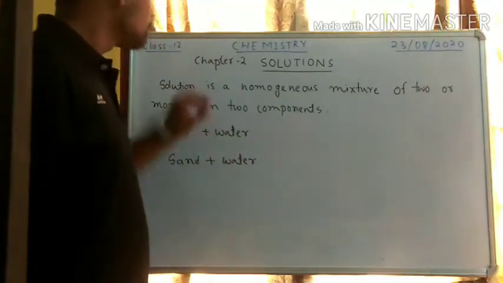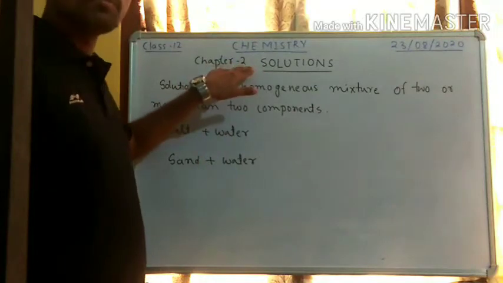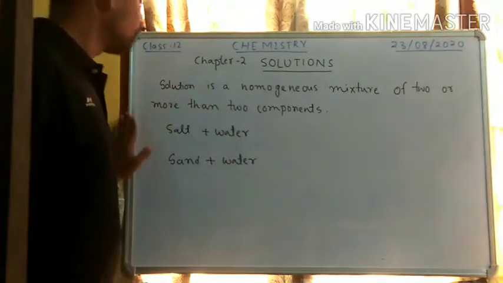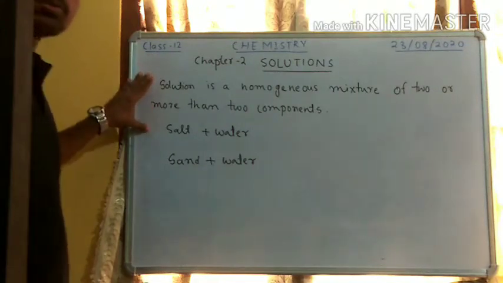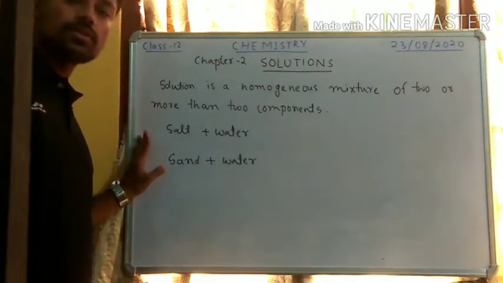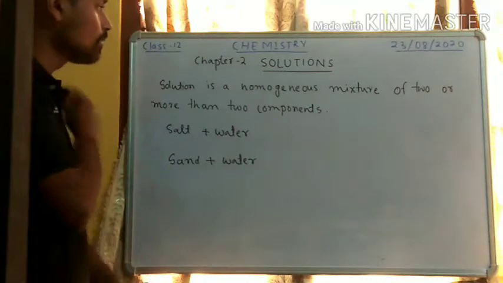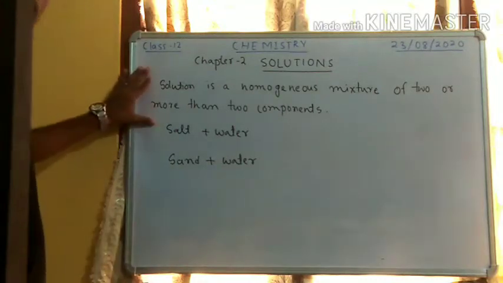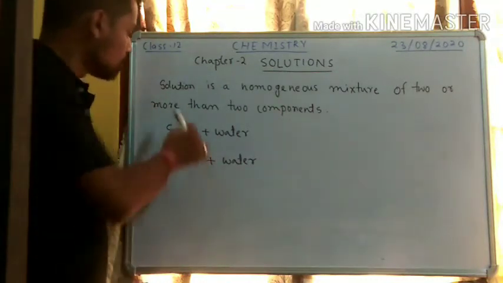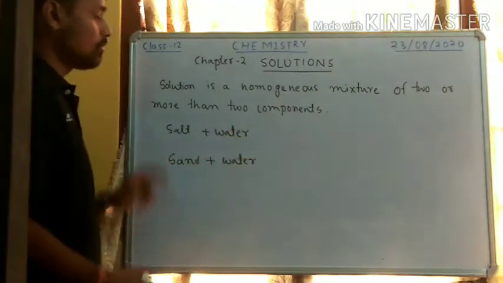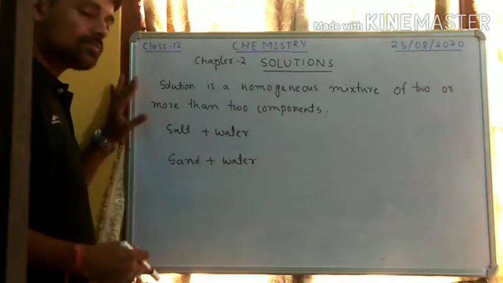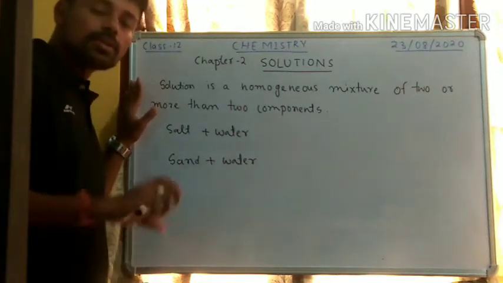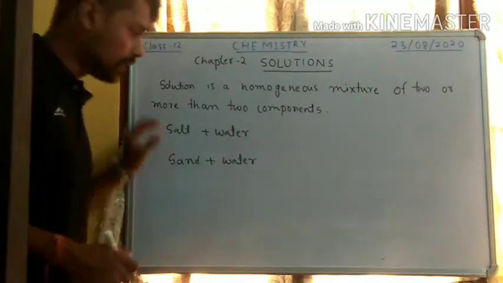Today we are going to discuss the chapter solution, where we are going to learn about the solution and the different terms which are used to define the concentration of a solution. So let us see what is a solution. Solution is a homogeneous mixture of two or more than two components. Homogeneous mixture means the substances which are mixed are uniformly mixed.